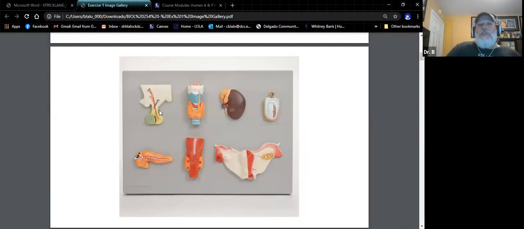Now, the first one we see right here is the pituitary gland, all right? This is the anterior part of the pituitary gland. This is the posterior part of the pituitary gland. The anterior part is called the adenohypophysis, and the posterior part is called the neurohypophysis. Now, the pituitary gland itself can be referred to as the hypophysis. Now, this should help to kind of tie up some loose ends, all right?